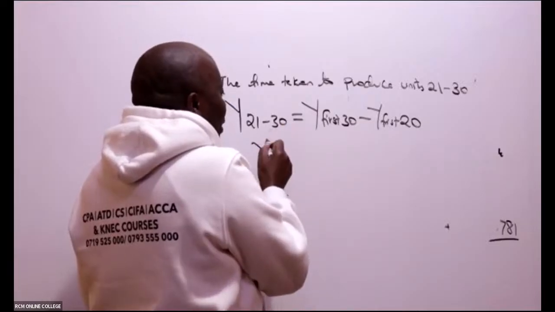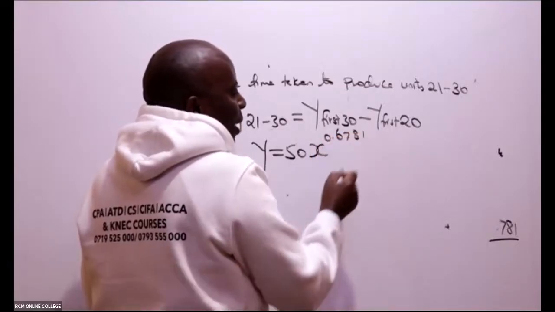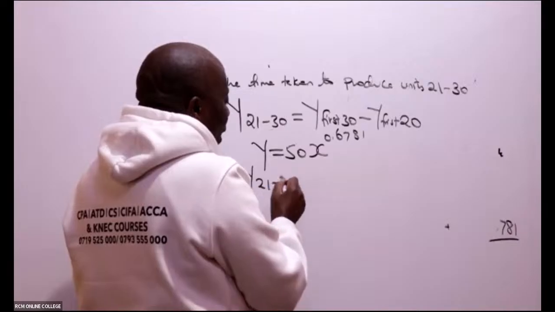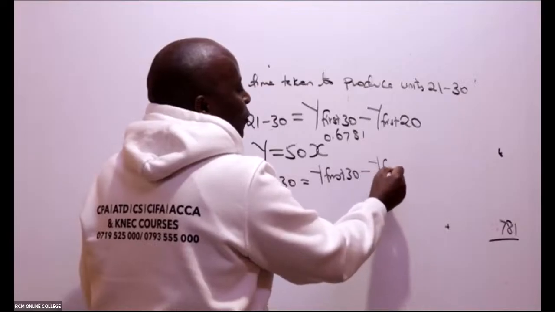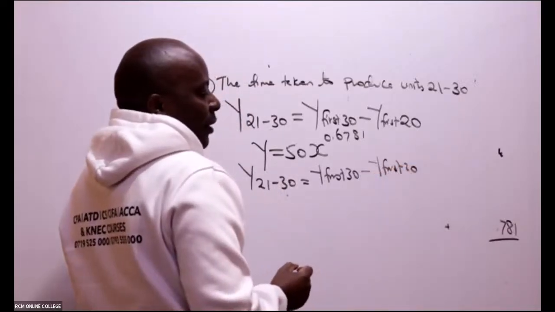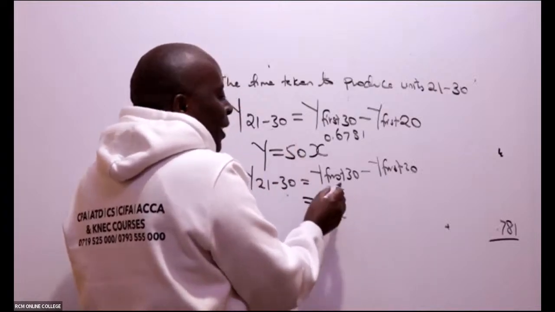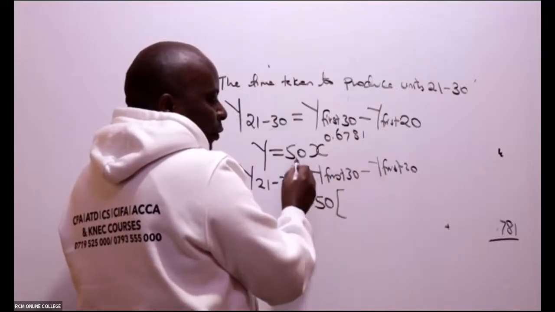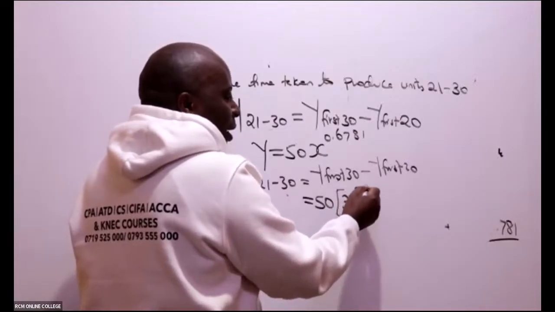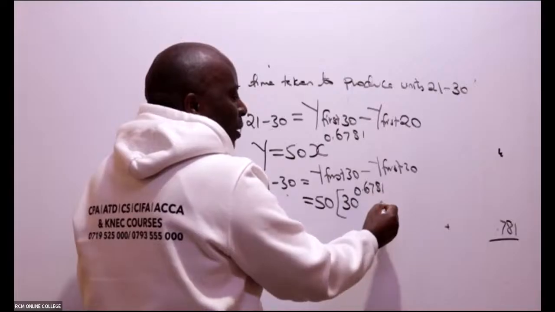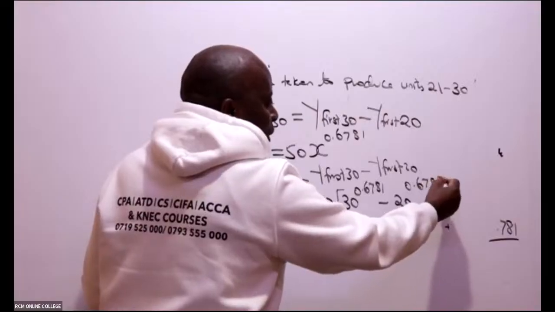And if you remember, we had our Y. Our Y was 50x raised to 0.6781. And you're telling me that Y 21 to 30 is Y first 30 minus Y first 20. If we're in agreement, I'm plugging in. This 50 will be applicable to each of these, so the 50 will be put outside. 30 is the first X, so 30 raised to 0.6781 minus, this is the second X, 20 raised to 0.6781.